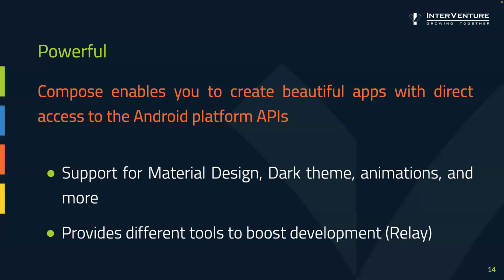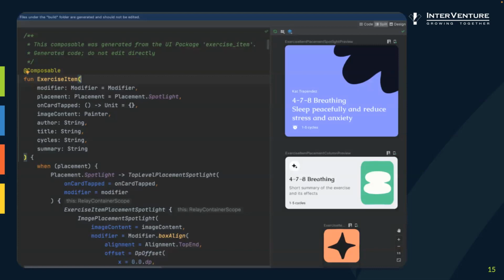And the last benefit they stated is that Jetpack Compose toolkit is powerful. What that actually means is that it provides you direct access to Android platform APIs, such as material design, dark theme support, and as we already stated, writing animations is much easier. And besides that, it provides different tools to boost your development, such as Relay. Relay is a tool with which you can export designs directly from Figma as composable components and incorporate them into your project. So here you can see one composable function which was generated from Relay, exported from Figma, and imported directly into Android Studio. So hopefully in future it will be much easier to work with designers who are using Figma.